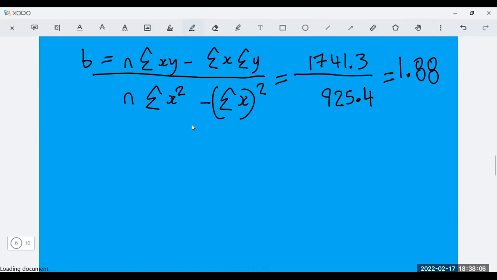We get 1.88 for B, Jamie, and that's nice. After we find B, you're going to need to find your y-intercept A.